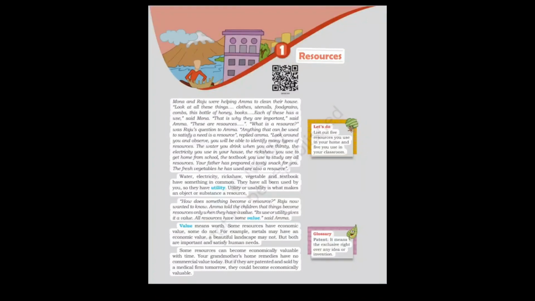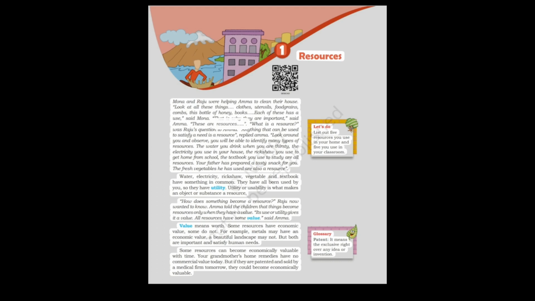Resources. Mona and Raju were helping Amma to clean their house. "Look at all these things. Clothes, utensils, food grains, combs, this bottle of honey, books. Each of these has a use," said Mona. "That is why they are important," said Amma.